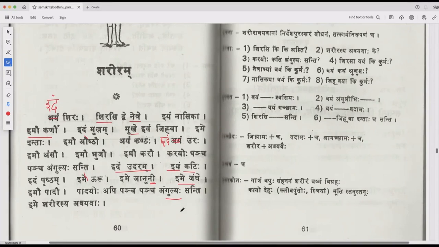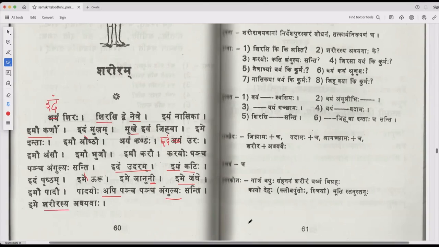Imau padau. Pada shabda akaranta pullinga shabda prathama vibhakti dvivachanam. Okay. Padayoho api pancha pancha angulyah santi. On the 2 feet there are five fingers. Five toes. There are also five on the 2 feet also. You have to include it somewhere. So padayoho api. Padayoho. Ime sharirasya avayavah. These are parts of the body.